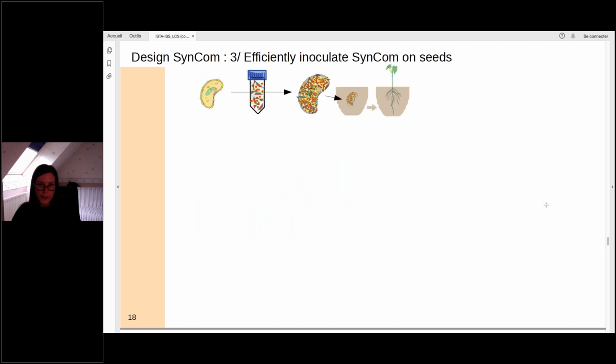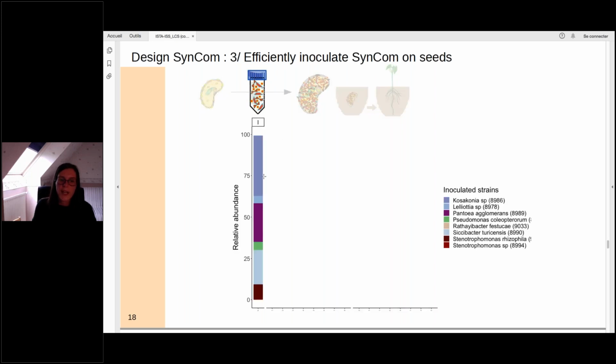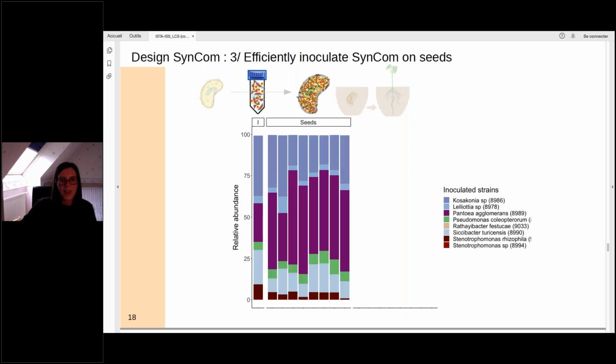Okay, so we've got all those strains that were isolated that we can use. We'll screen them. And now we need to know if we can efficiently engineer the seed microbiota with consortia, associations of those strains. We can check it by looking at the relative abundance of the strains we chose in the inocula, so the suspension we use to inoculate the seeds. Then on the seed, so here each bar represents 1 seed batch. What you can see is that we find back the taxa that we inoculated on the seeds, in the same relative abundance. So that's very good. We efficiently engineered the seed microbiota.